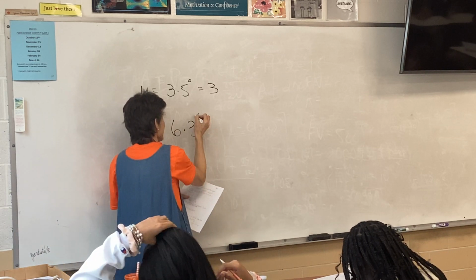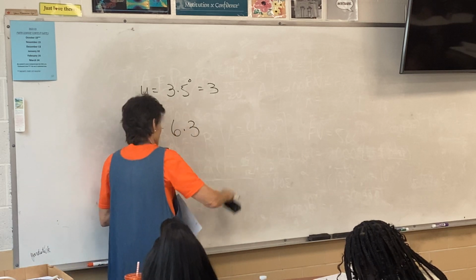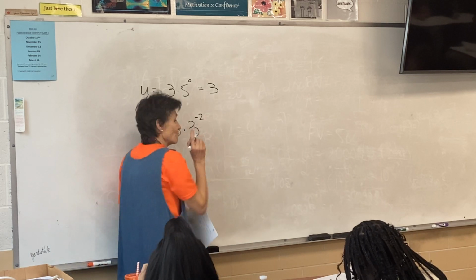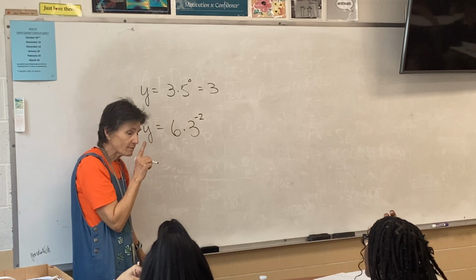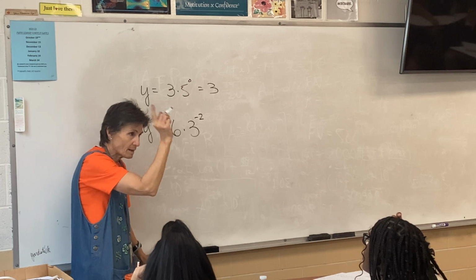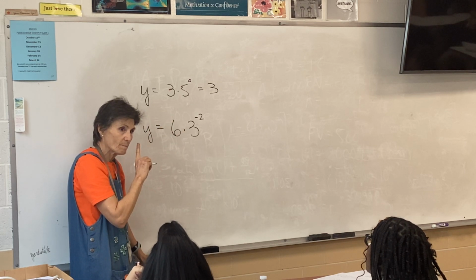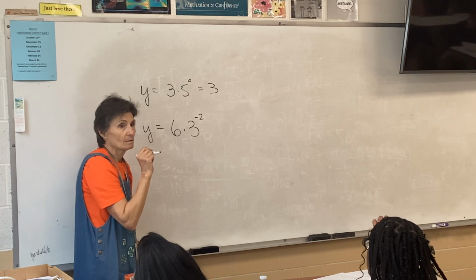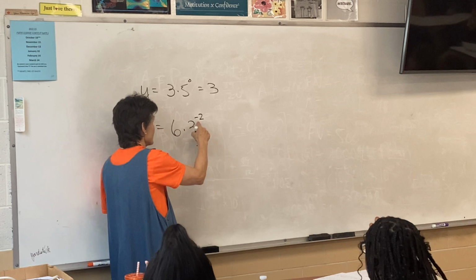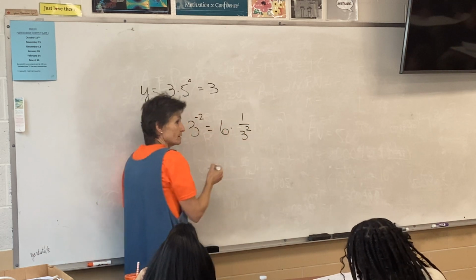6 times 3 to the x, oh, but x is -2. Now, stop and think a minute. What do those negative exponents mean? We talked about it way back, a long time ago, in August. What does a negative exponent mean? Eli? It puts the coefficient in the denominator. So instead of being 3 to the -2nd, it's going to be 1 over 3 squared.